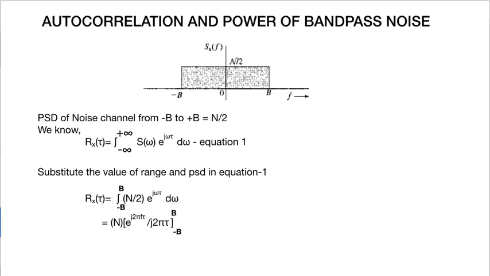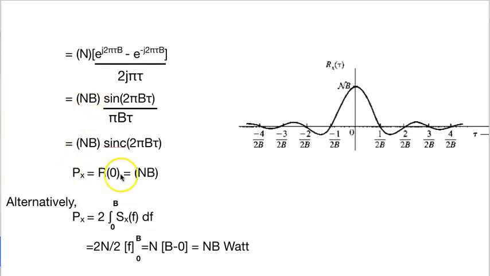To calculate the autocorrelation and power spectral density of bandpass noise, let's take this example and make the noise bandpass from minus B to plus B, that is a bandwidth of 2B, with a magnitude N by 2. With the formula that I have shown you earlier, we can calculate its autocorrelation function and the power spectral density.